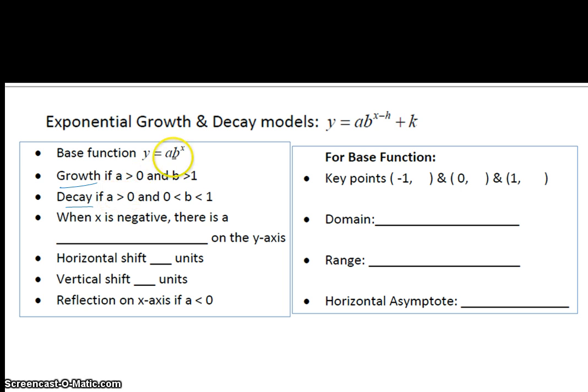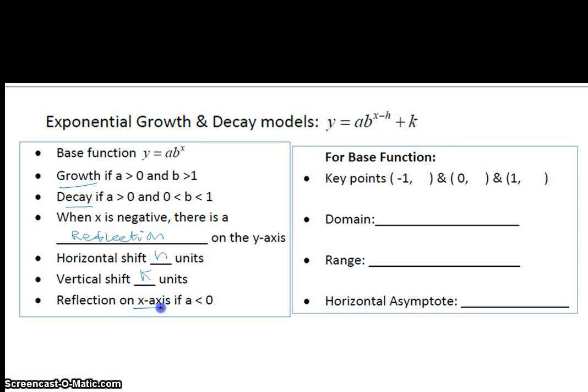If a is less than 0, then it's neither growth nor decay. It's still an exponential function, but it's not exponential growth or exponential decay. If x is negative, then there's going to be a reflection on the y-axis, and that's the same rules of just general x being negative, then there being reflection on the y-axis. There's going to be a horizontal shift h units and a vertical shift k units. Remember, h is always horizontally in the opposite direction.